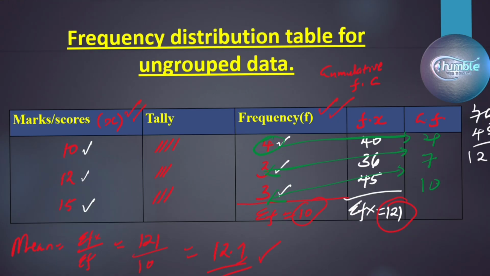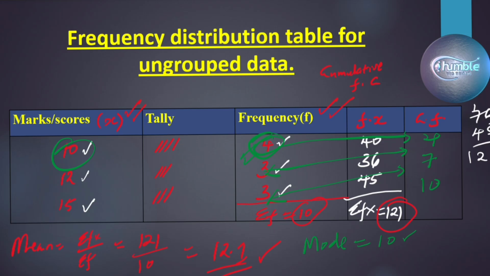Then how do we get the mode? Mode is the most common data. According to what we discussed yesterday in the previous video, mode is the most common score. And how do you know the most common score from a frequency distribution table? You look at that particular score with the highest frequency. In this case, our highest frequency is 4, and the score having the highest frequency is 10. Therefore our mode is 10.